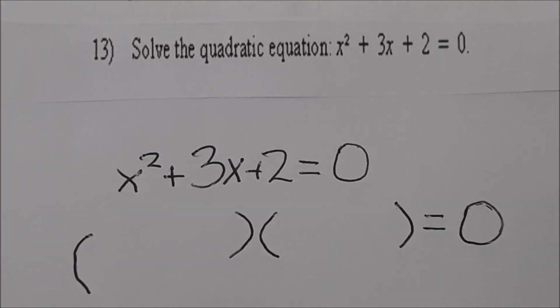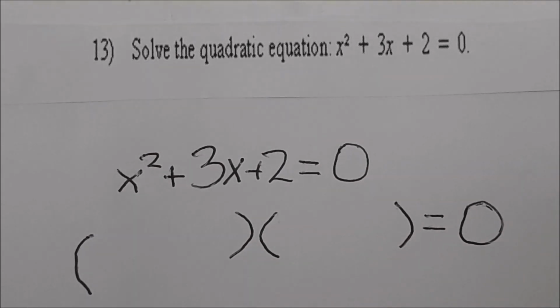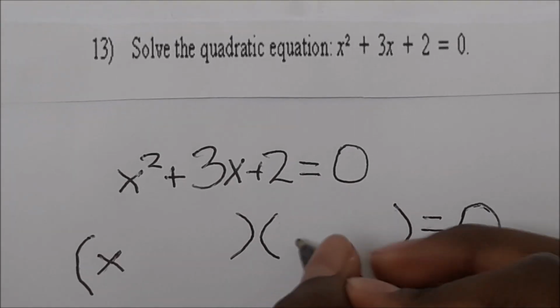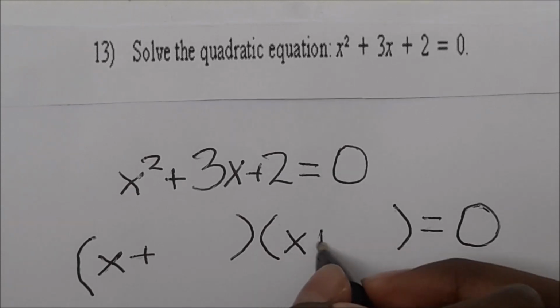Okay, now let's factorize x squared plus 3x plus 2. What do you look at first? X squared. What are the factors? X times x. So put an x at the front of one and an x at the front of the other one. All of the signs are positive, so put plus. Once you see that, you can put plus.